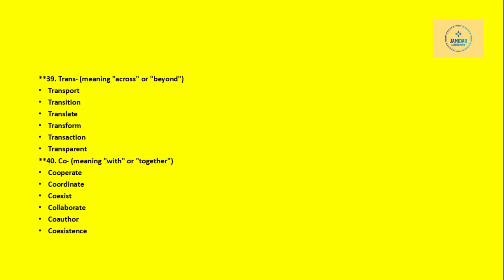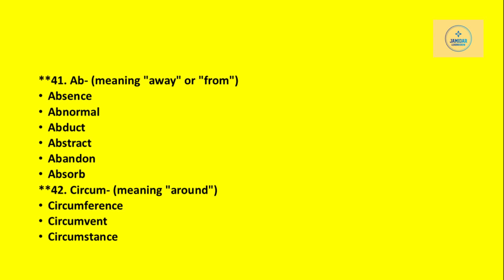Trans means across or beyond, seen in transport and transition. Co means with or together, found in cooperate and coordinate. The prefix ab means away or from, as in absence and abnormal.